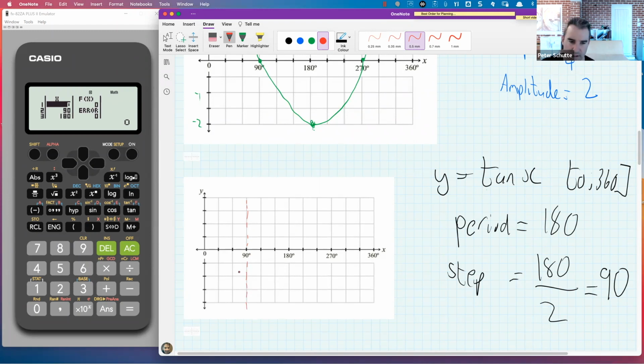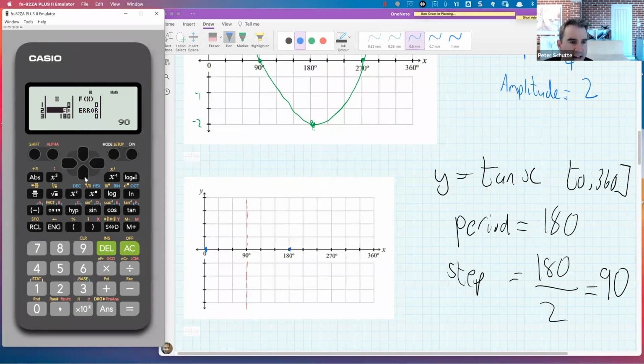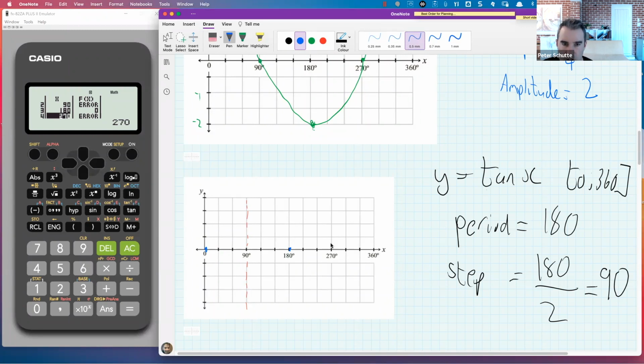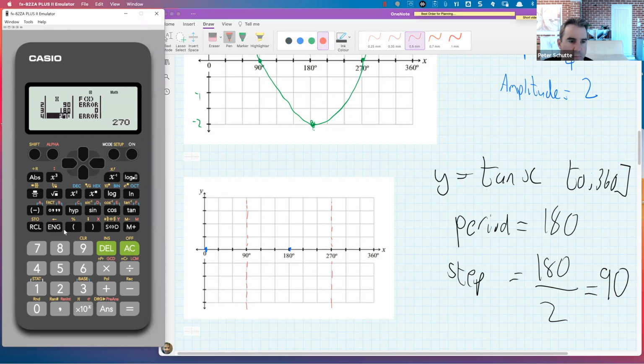Now, my other points are going to be at 0, 0, which is here, and then at 180, 0. And then there is another error at 270, so that's going to be what's called an asymptote. And then the last bit is 360.